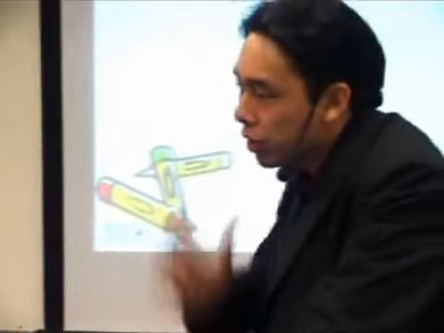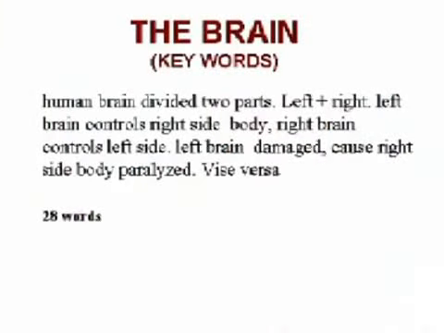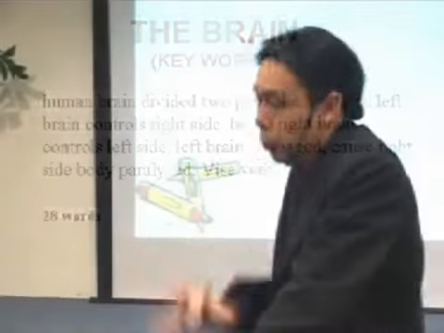In the next slide, I've just picked out the keywords in this entire passage. Now, let me just read out the keywords to you and honestly ask yourself, do you still understand what the passage is saying to you? Are you ready? It says this, human brain divided two parts, left, right. Do you understand that? Of course you do, right? Next, left brain controls right side body. Right brain controls left side. Do you understand that? Yeah, you sure do.